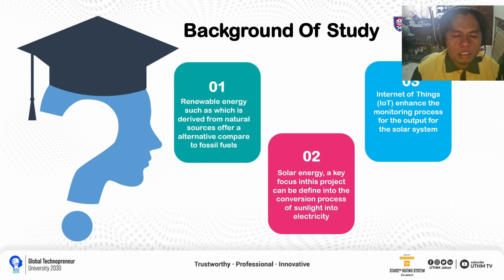Renewable energy such as solar, which is derived from natural sources, offers an alternative compared to fossil fuel. Number 2, solar energy, a key focus in this project, can be defined as the conversion process of sunlight into electricity. And lastly, Internet of Things, which is IoT, enhances the monitoring process for the output of the solar system.